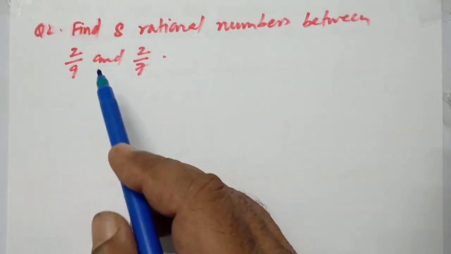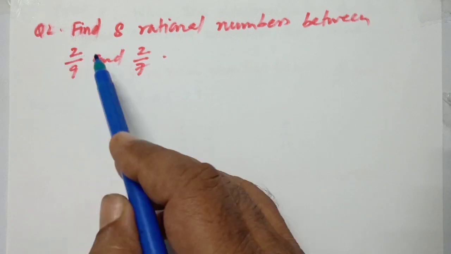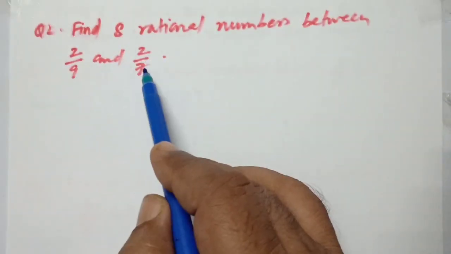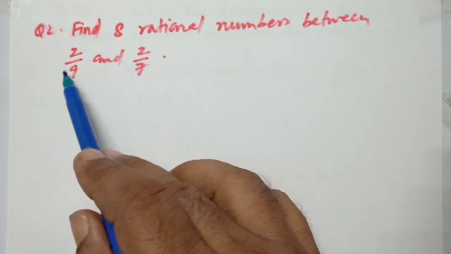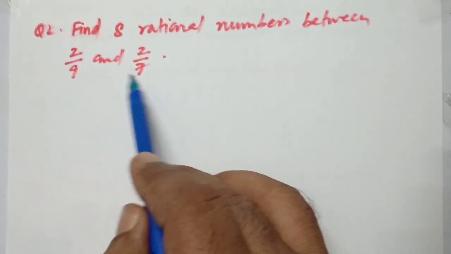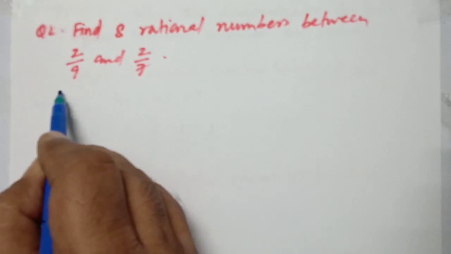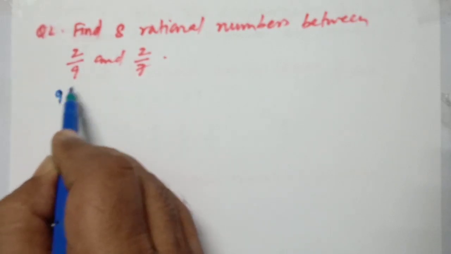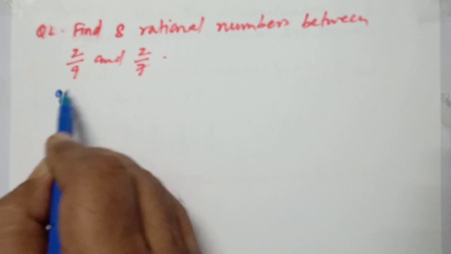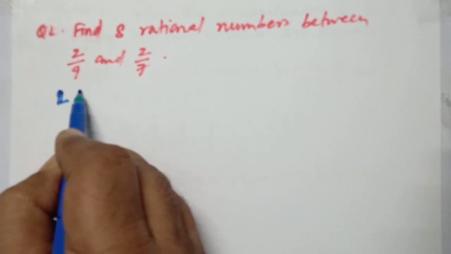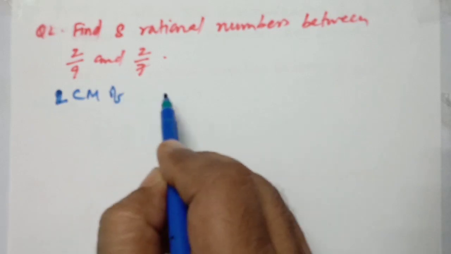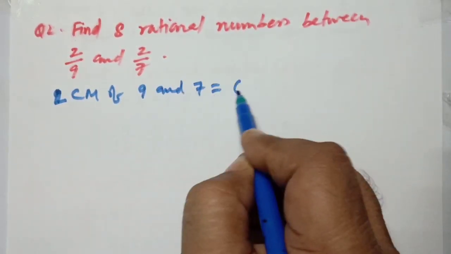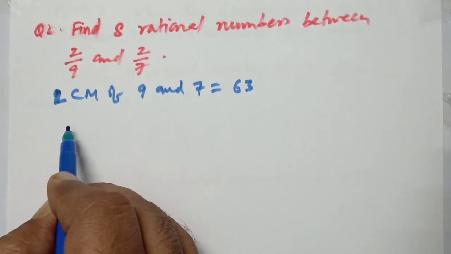We take this last question for this video. Find 8 rational numbers between 2 by 9 and 2 by 7. So first of all, you see their denominators are not the same. So first we will make their denominators equal to the LCM of 9 and 7. So the LCM of 9 and 7 is 63.